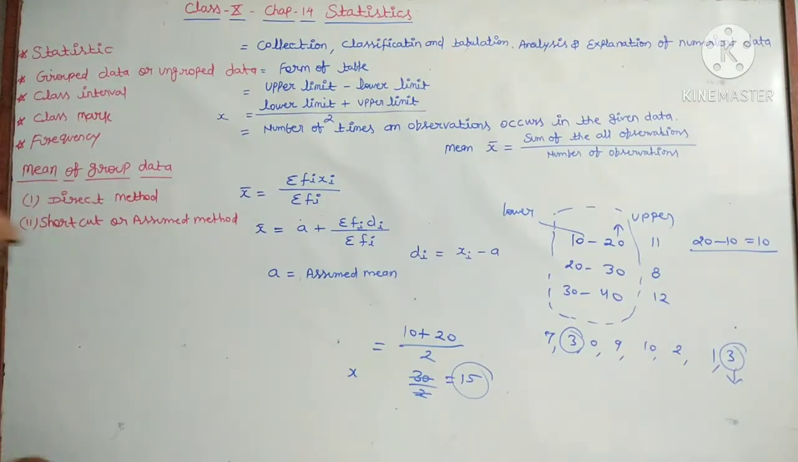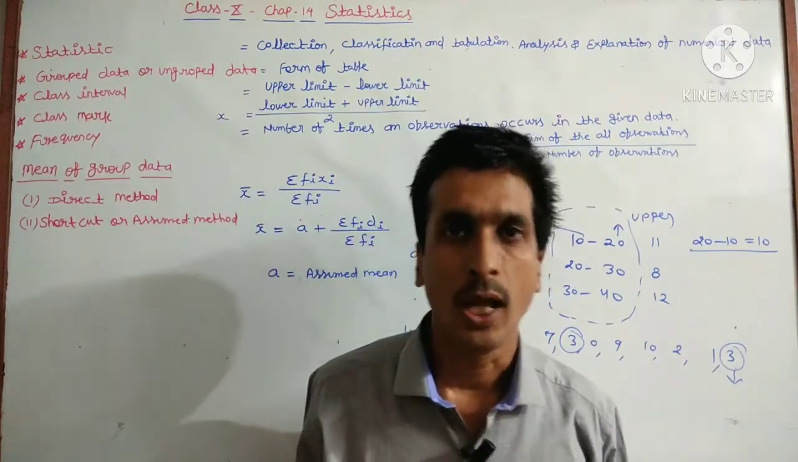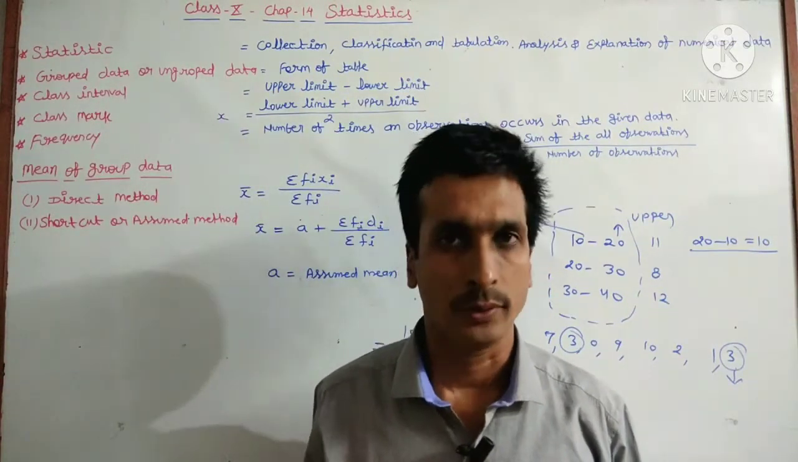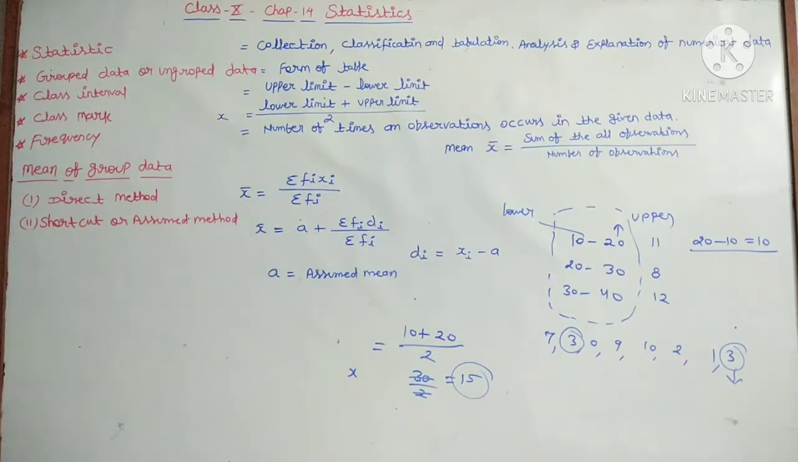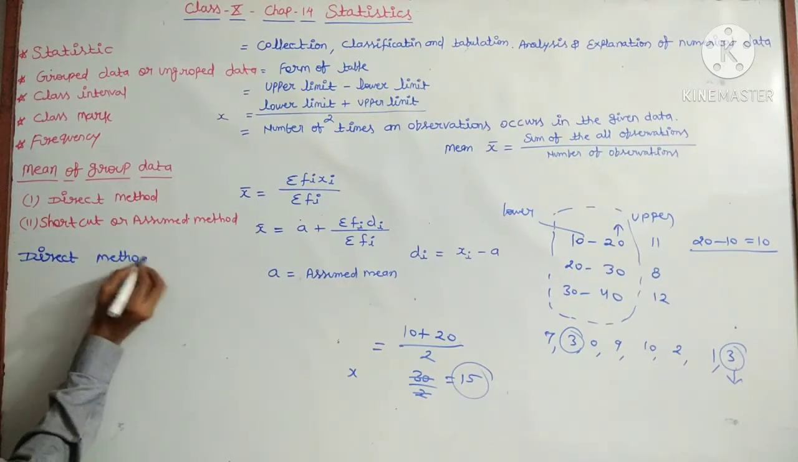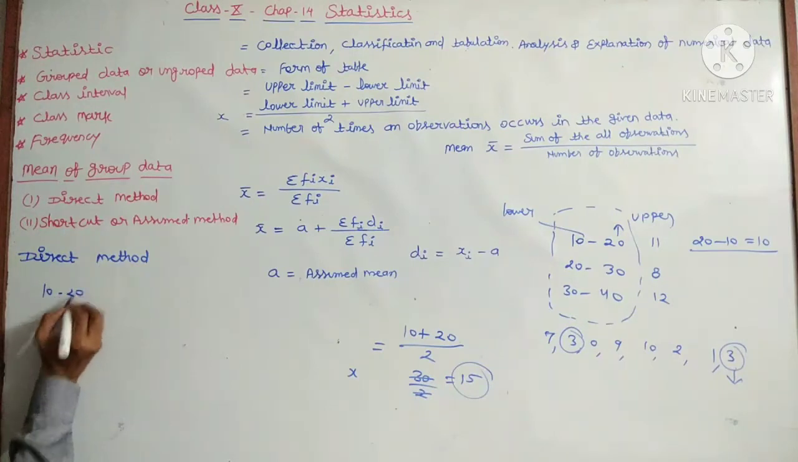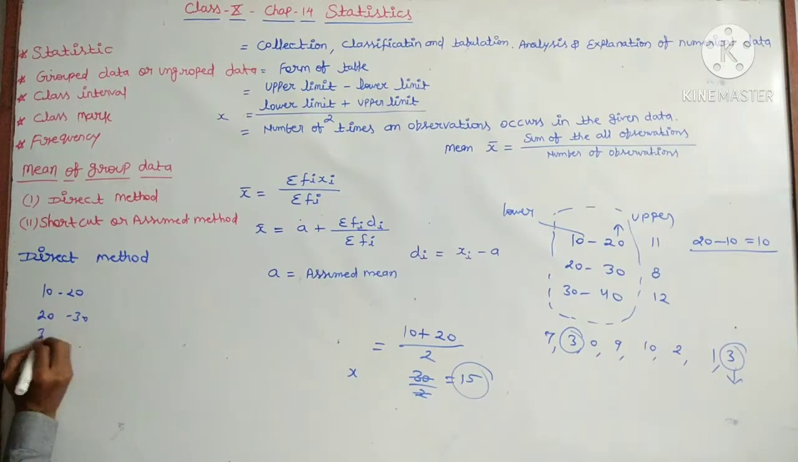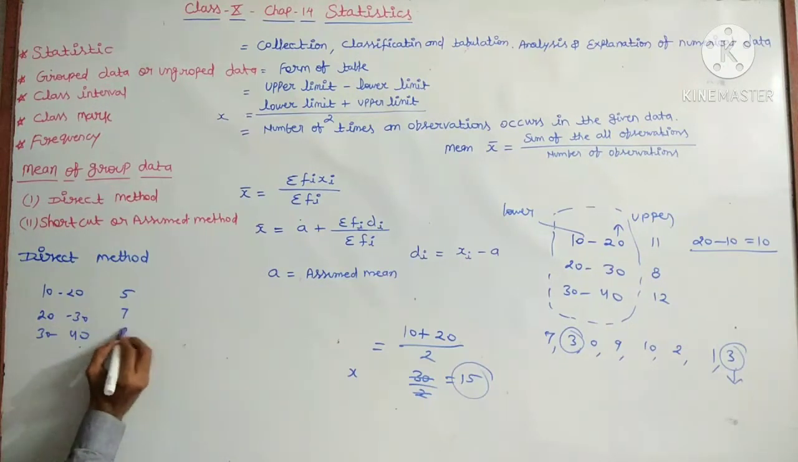There are two methods. The first method is the direct method and the second method is the shortcut method, whose other name is the assumed mean method. Okay, so first of all we will talk about the direct method. What is the meaning of direct method? You have one table, that means you will get the group data. Suppose here it is 10 to 20, 20 to 30 and 30 to 40. Here the frequencies are 5, 7 and 9.